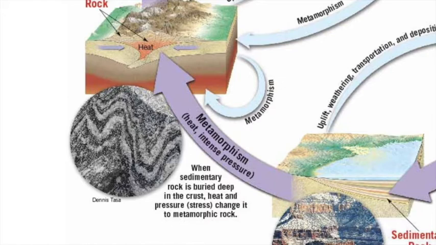And then as those bonds shift around and make new bonds, you can get a metamorphic rock. You can get something that has been changed. Metamorphosis simply means a change. It's gone from one form to another. So it was one form, and now it's changed to another.